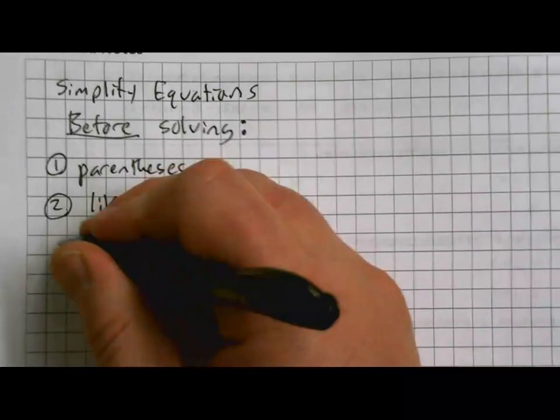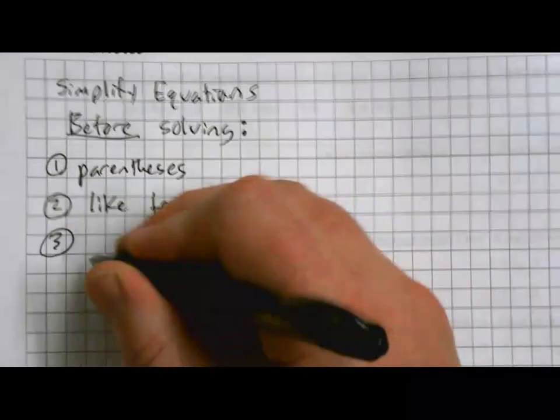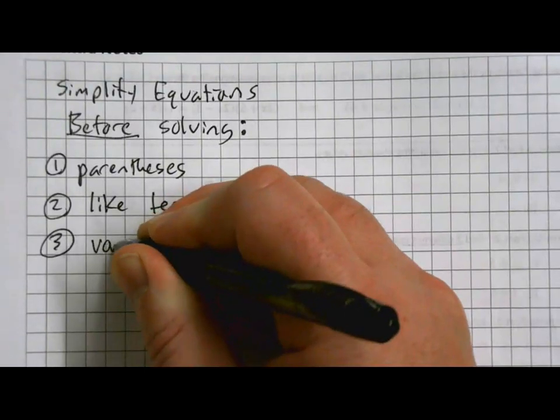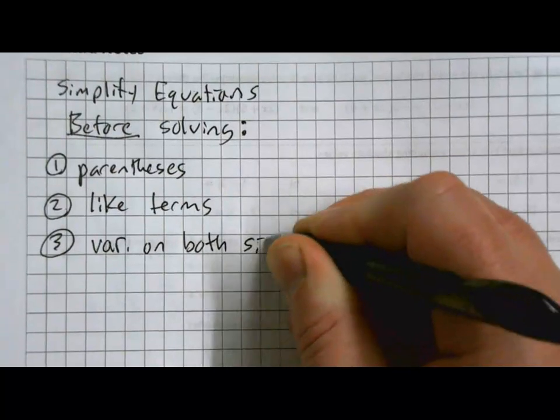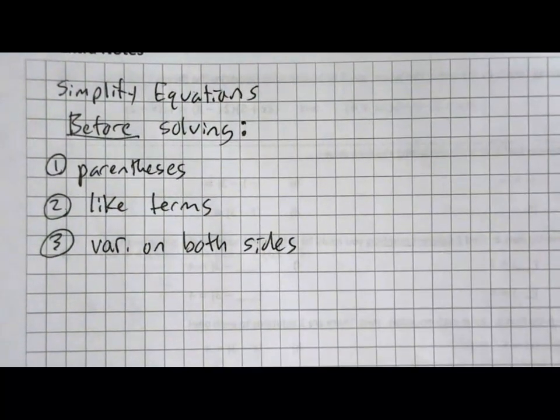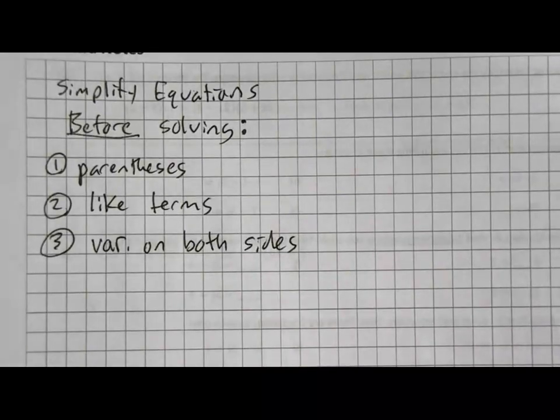And then number 3 is variables on both sides. If you end up getting some x's on both sides of your equation, you know you can't get an x by itself if it's in 2 different places. So do what you need to do to get rid of variables on both sides.